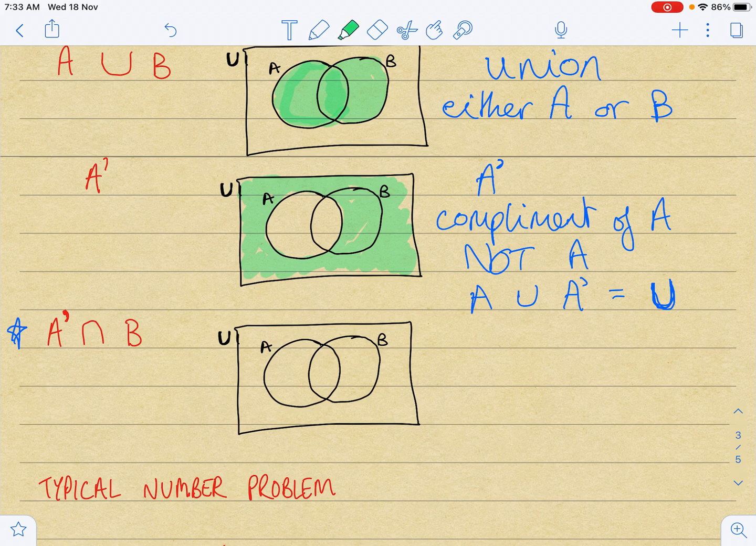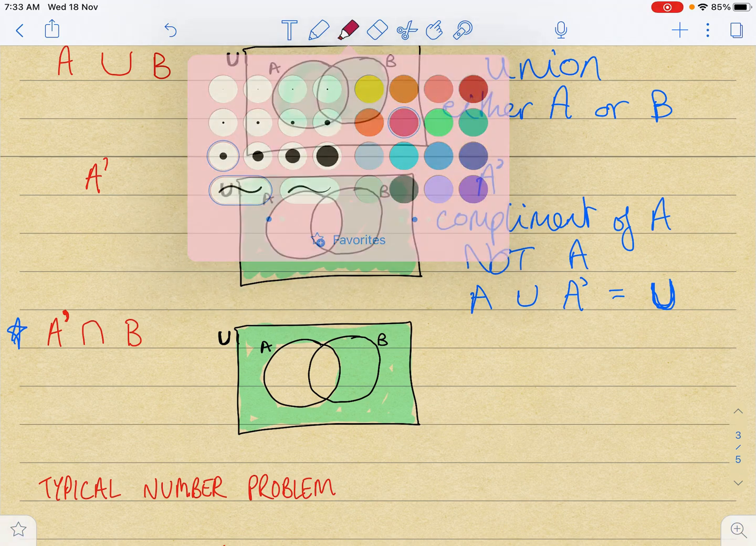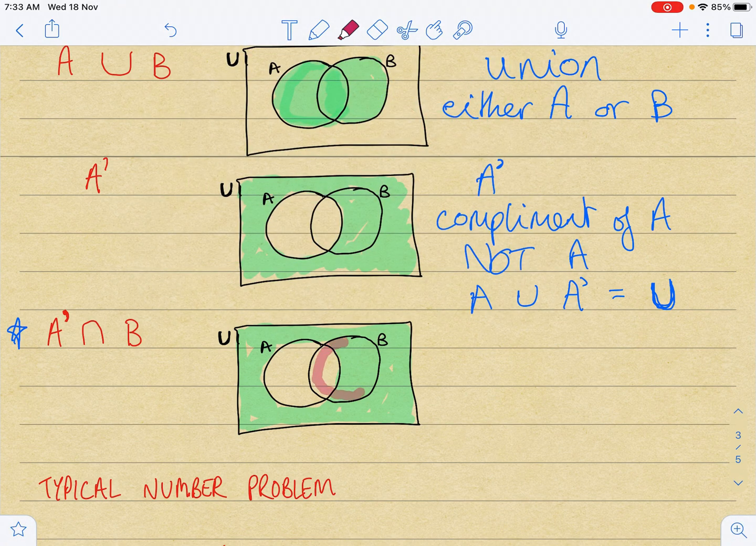So I'm going to shade two different colours here. I'm going to shade not in A. We already did that one above. So there it is, everything outside the A. And then I'm going to shade everything that's in B. And we need the bit where these are together, where these are both true. So here's B.